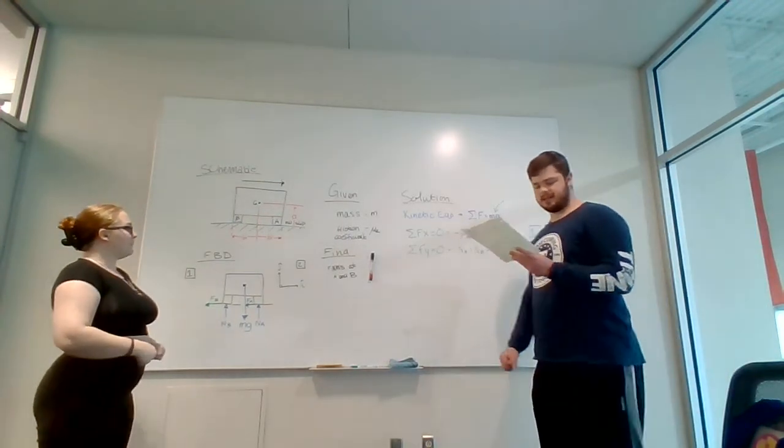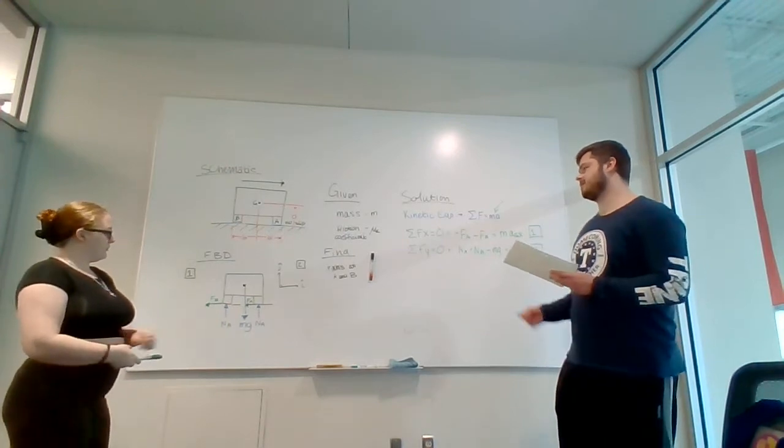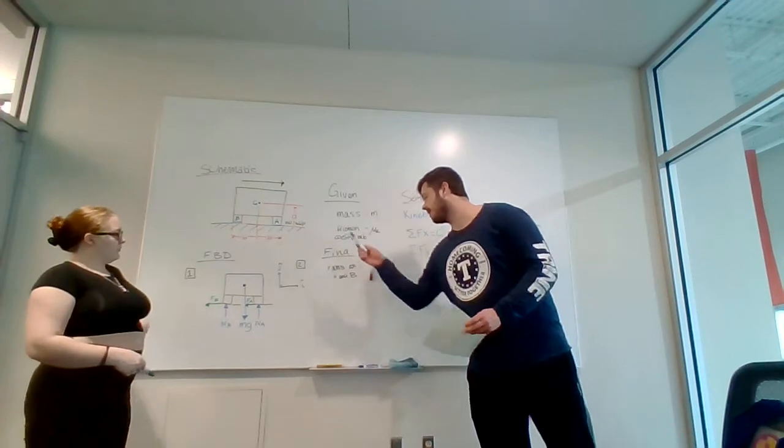Then next you have to find your moment about the mass center of gravity, which is noted as point G, as seen up there in the diagram.